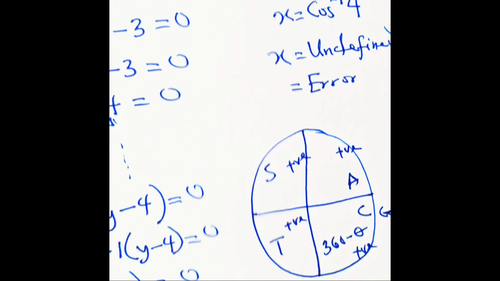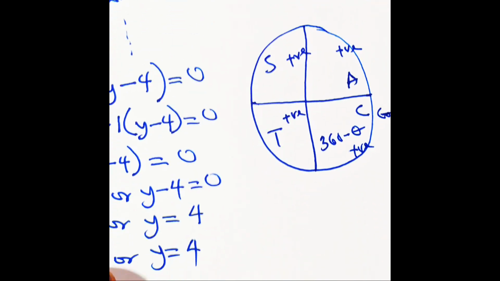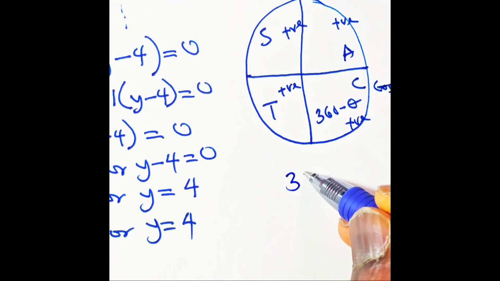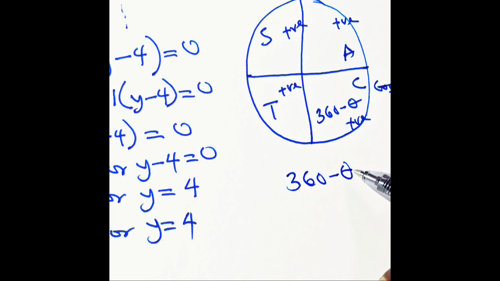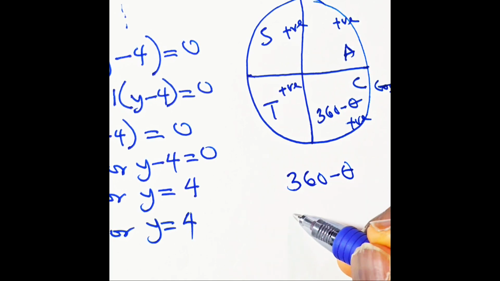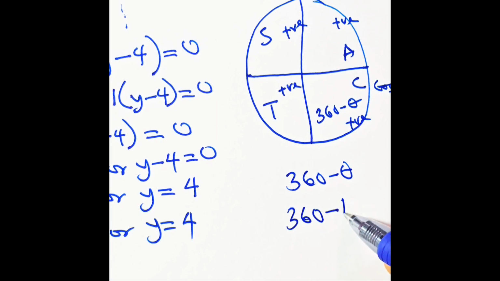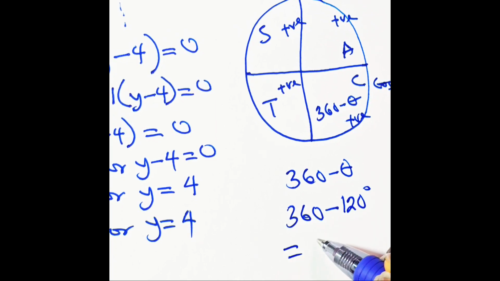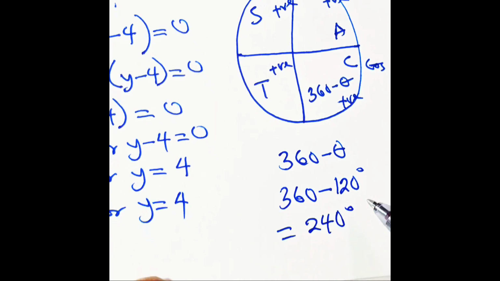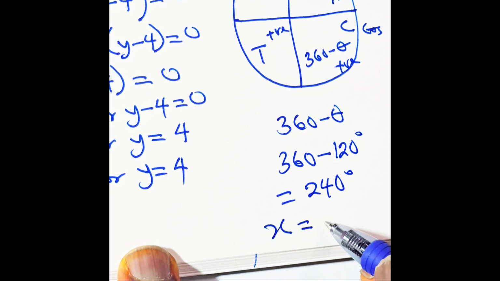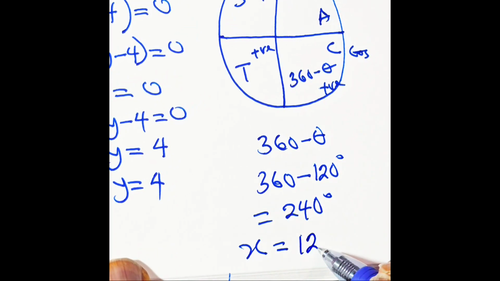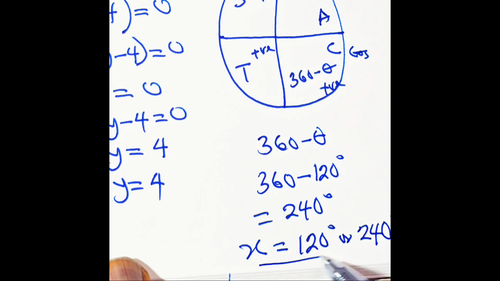And we already got theta as 120. So what we have to do is say 360 minus theta for the fourth quadrant because cosine is in the fourth quadrant. So we're going to have 360 minus 120. And that is going to give 240 degrees. So x can be 120, or it can be 240 degrees.